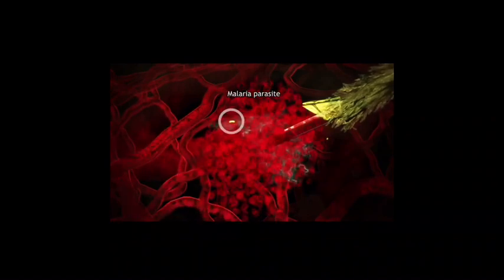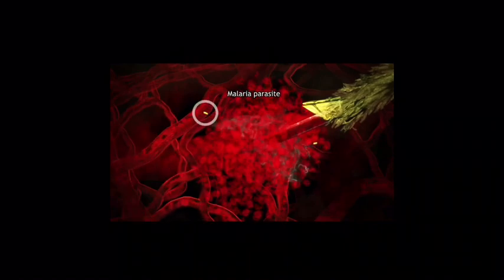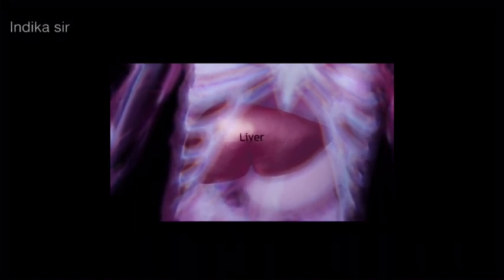The method of spread is mosquito. Otherwise, the vector is mosquito. The pathogen enters our body through the skin by mosquito bites.